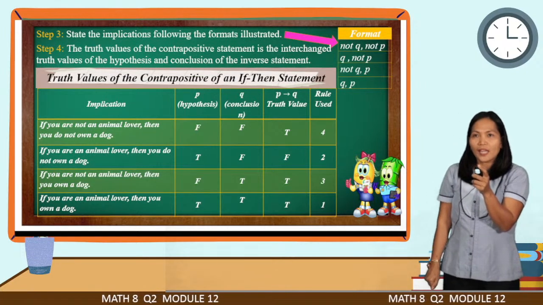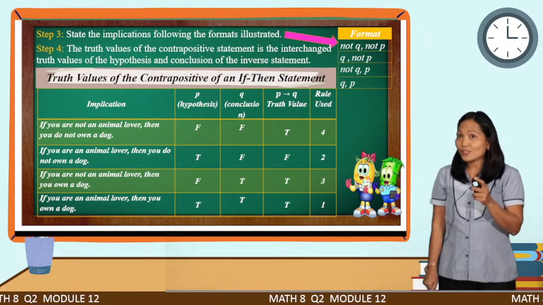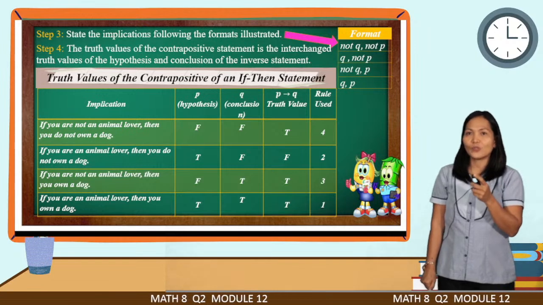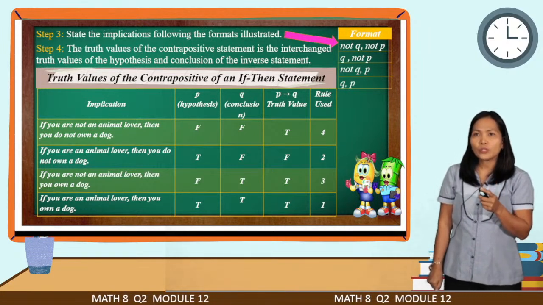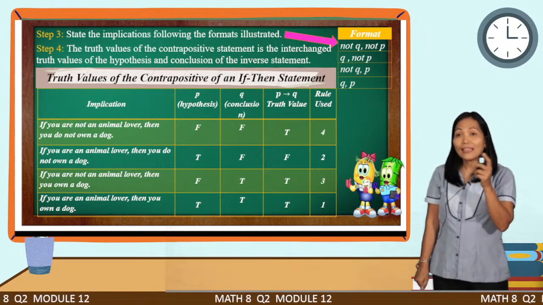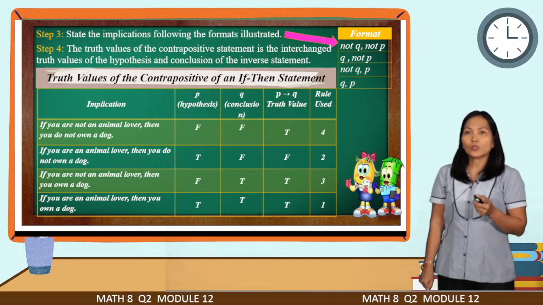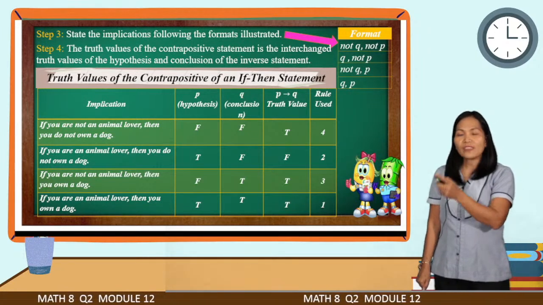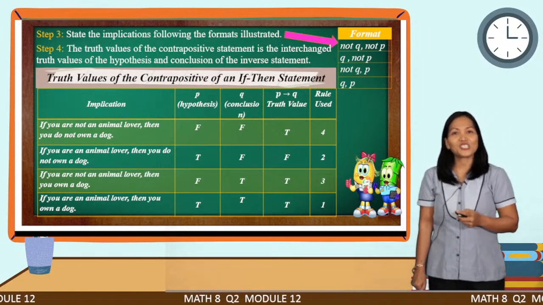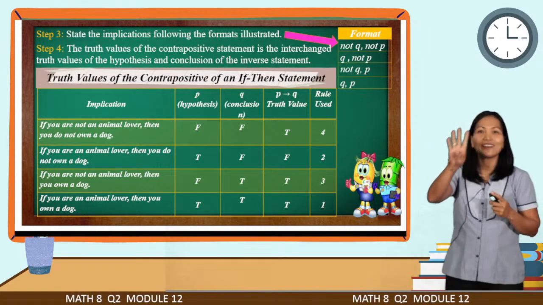So, if you are not an animal lover, the hypothesis is false, right? Because of the word not, it opposes the original. Our conclusion, you do not own a dog. There is a word not again, it opposes the original. So if both the hypothesis and the conclusion are false, then the implication is true. That is rule, yes, it's 4.